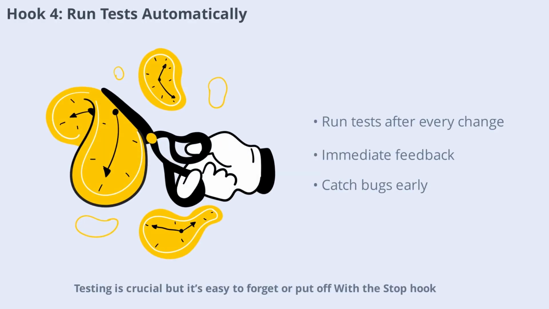Testing is crucial, but it's easy to forget or put off. With the stop hook, you can automatically run tests every time Claude finishes responding. Failures show up immediately, and the output is trimmed to just the useful bits. This tightens your feedback loop, catches bugs early, and keeps your code honest, without you having to remember to run tests yourself. It's a small change that makes a big difference in code quality.